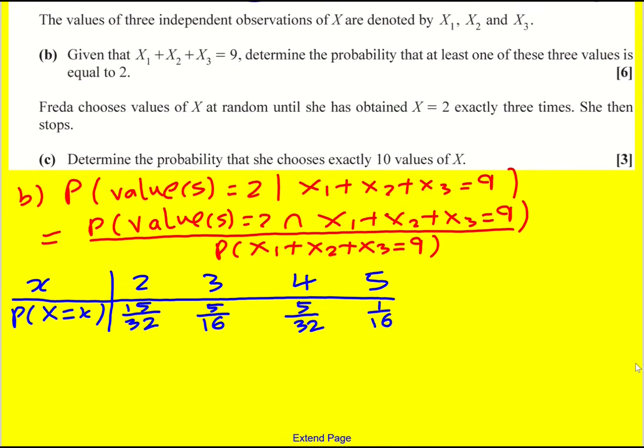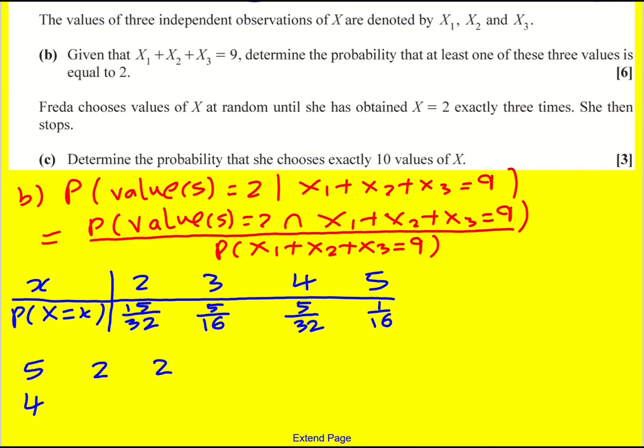So let's work out the probability that the sum is 9. I've got to think about all the different ways I could get a sum of 9. Let's start with the largest value, 5. If I had 5 and another 5, it'd be too big. If I had 5 and a 4, it'd be too big. If I had 5 and a 3, I'd need a 1, which I don't have. The only way I can get 9 after I've got a 5 is to get a 2 and another 2. Of course, we could reorder this. We could get 2, 5, 2, but we'll deal with that in a minute. I'm just saying those 3 numbers in some order would get us a sum of 9.